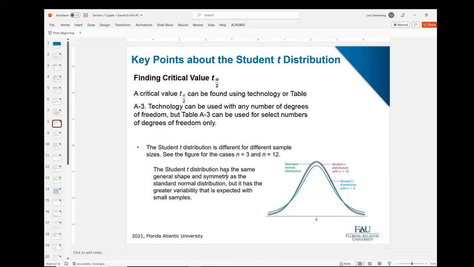The student t distribution has the same general shape and symmetry as the standard normal distribution, but it has greater variability. That means we really need to make the intervals bigger to make sure we get our information in that interval. That is expected with small samples. Okay, so we'll see a little bit of this as well.